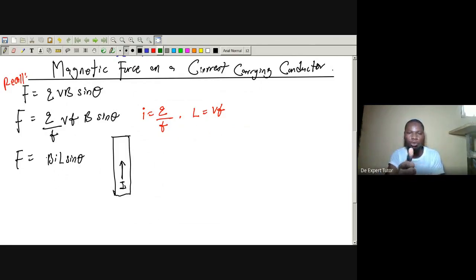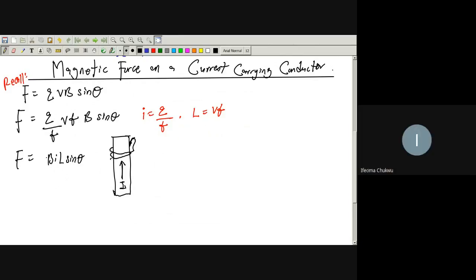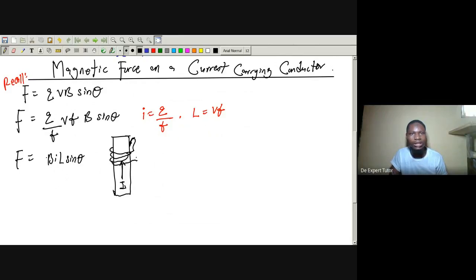Now, grasp your conductor in a way that your thumb will point in the direction of the electric current. That is, this will be your thumb. Are we together? Yes. Then this will be your other fingers. So let your thumb point in this direction of the current. Therefore, your magnetic field, how will it point? Maybe I'm not drawing my diagram very well. Don't mind my diagram, please. So let your thumb go in this direction.